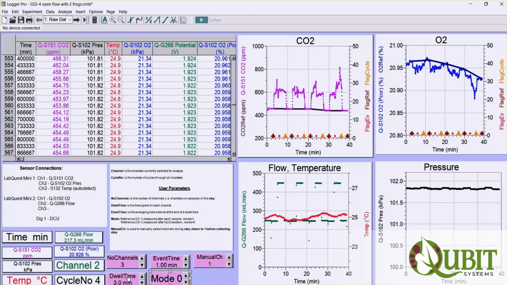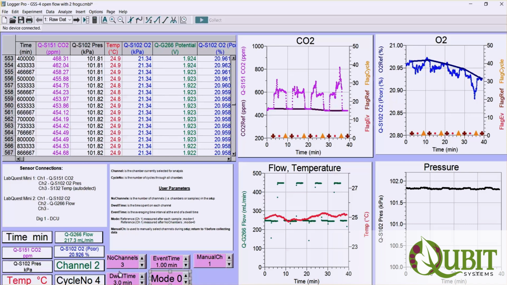And the third parameter that has to be also set up before starting the experiment is dwell time. Dwell time is the time period that the system is dwelling on individual channels that are being measured. So each channel is measured for 3 minutes. In OpenFlow, all channels have gas flowing through the chambers, and for 3 minutes each channel is measured. And while the other channels are not being measured, the gas just vents through the vents of the gas switcher. So these are all three parameters that have to be set before the start of the experiment.